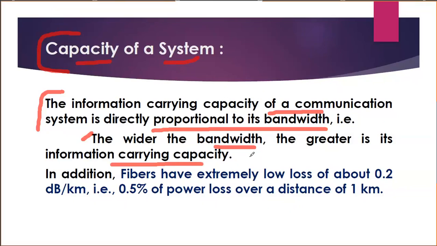Now let me differentiate between them with one very simple example. In 1G, the speed will be very low. In 2G the speed will be slightly larger. In 3G the speed will be very large compared to 2G. In 4G again the speed will be higher compared to 1G, 2G or 3G. Even now we are expecting 5G.